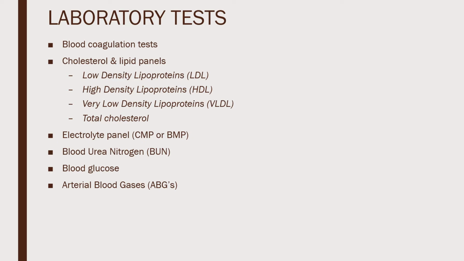We also want to look at our electrolyte panel, which could be the CMP or the BMP, specifically looking at our potassium, sodium, and magnesium. We also want to look at our BUN and creatinine. The BUN, we want it to be between 10 and 20. The renal function can affect the cardiovascular status. We also want to look at blood glucose, which should be 70 to 110 fasting. Arterial blood gases tells you oxygenation and metabolic status of your patient.